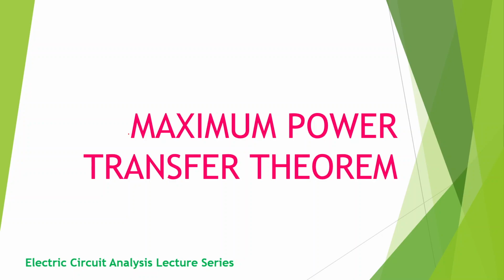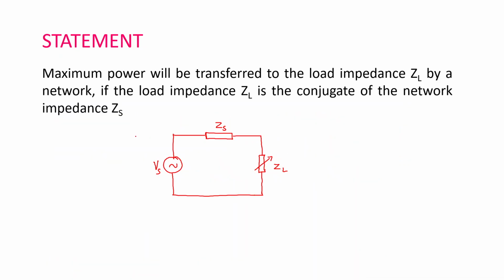Students, in this video we are going to discuss the maximum power transfer theorem. Here is the statement. Maximum power will be transferred to the load by a network if the load impedance is the conjugate of the network impedance. So given a network with network impedance ZS, this network can transfer maximum power to the load when the load impedance is the complex conjugate of the source impedance.